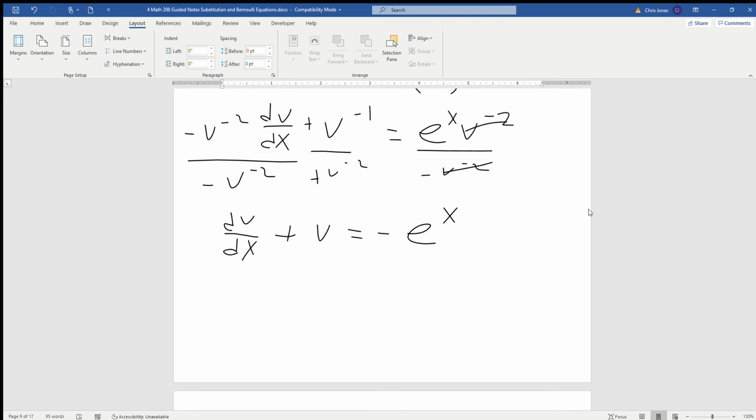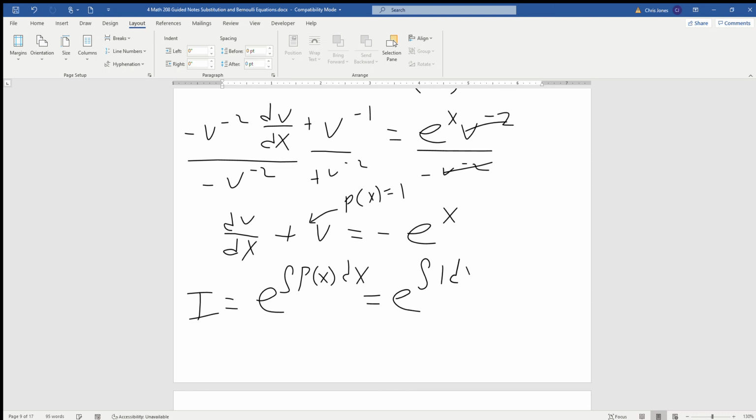So now what we remember is that we need an integration factor. Remember, the integration factor I is going to be equal to e to the integral of p of x dx. Just reminding us, p of x is the coefficient in front of the term y, or in this case v. So in this case, p of x is equal to 1. So that's going to be e to the integral of 1 dx, or in other words, e to the x.